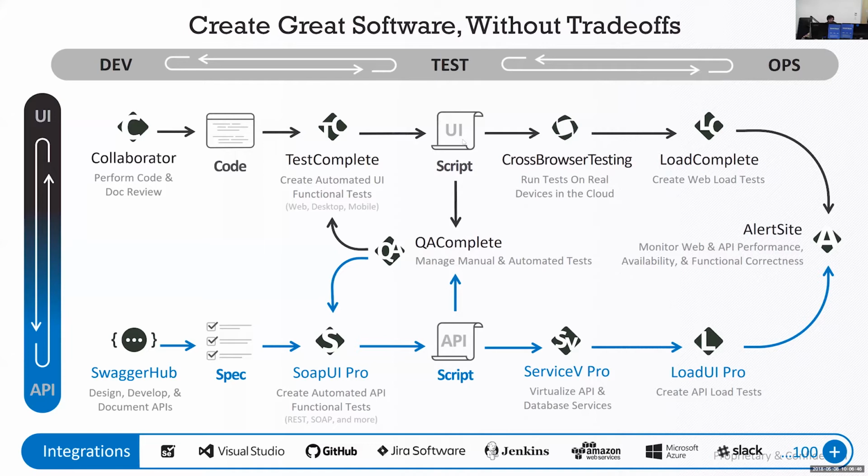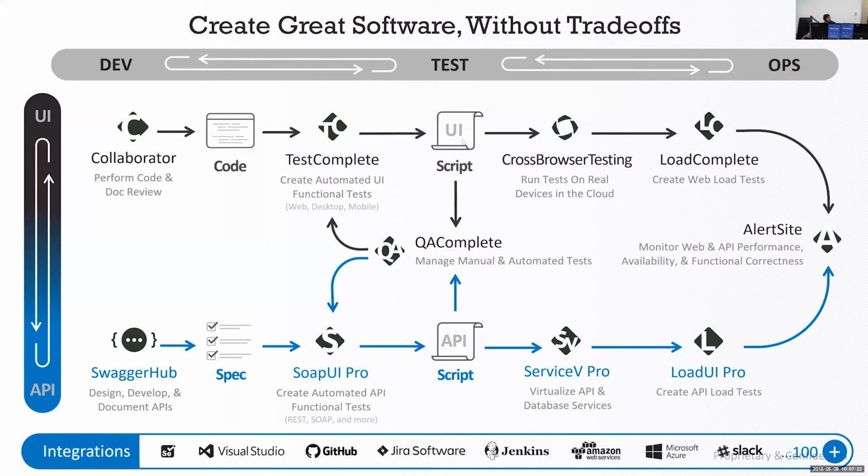We pull all of these together in our management tool called QA Complete. So we can manage these different tests, manage requirements of our applications using that ALM tool. And we can also monitor your deployment and production environments using AlertSite. We can actually bounce these tests that you've created in TestComplete, SoapUI Pro, Selenium scripts, things like that, against those services that you've created and the application that you've created using AlertSite.